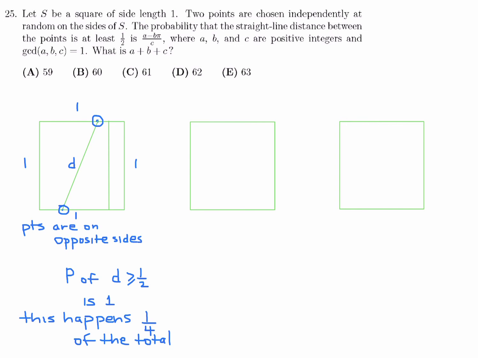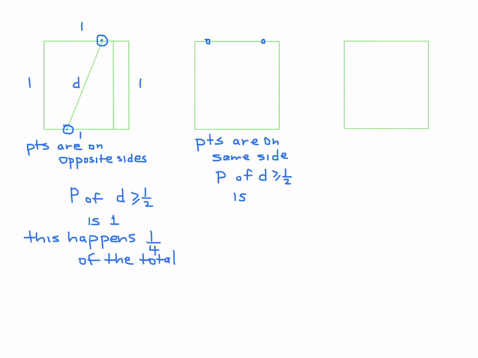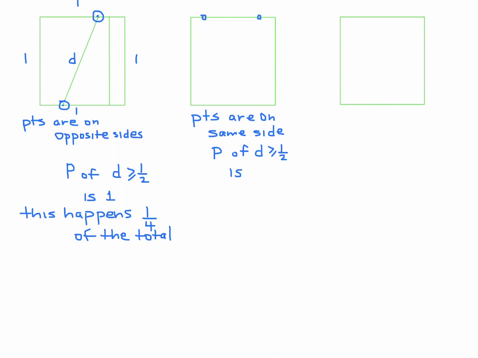The second scenario is when both of the points are on the same side. So for example, this is one point and this is a second point. And we want the distance to be greater than or equal to a half. So points are on the same side. And we have to figure out what is the probability that that distance is greater than or equal to a half. Well, that's going to happen if there's a couple scenarios. Let's say I call this guy A and I call this guy B.